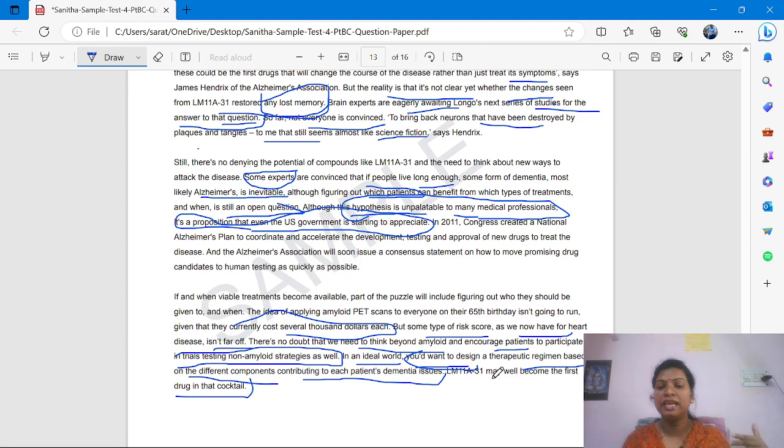You would want to design a therapeutic regimen based on the different components contributing to each patient's dementia issue. So you have to read the option and the paragraph very, very carefully. Then only you will get the answer. You have to connect the words, understand what it is saying, and understand the meaning. Then only you can give the correct answer.